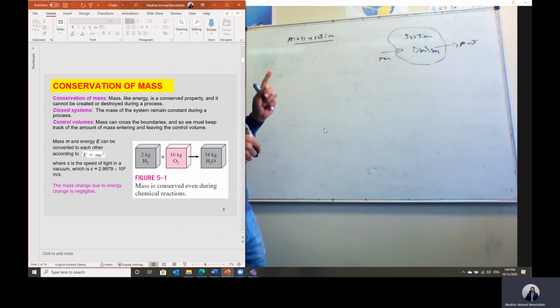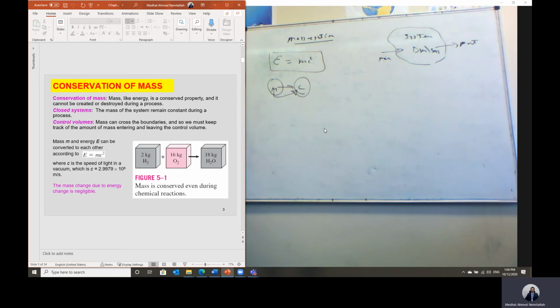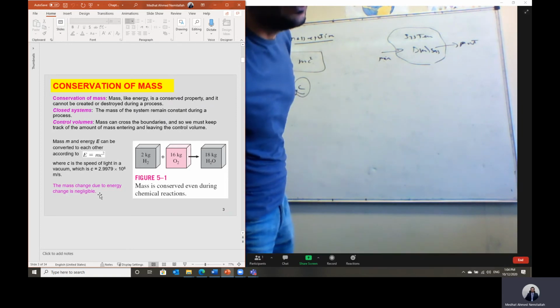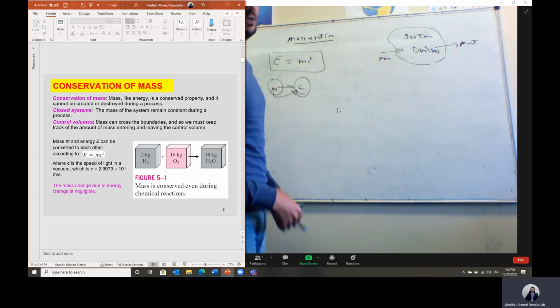Unless, for only one case, using the Einstein equation, when we have a body moving with the speed of light or higher. In this case, part of this mass can be dissipated in the form of energy, in order to have this body moving at this very high speed. The conversion from mass to energy is equal to the mass multiplied by c squared. C is the speed of light. You can check here, the speed of light is about 3 multiplied by 10 to the power 8 meters per second, which is a very high speed.